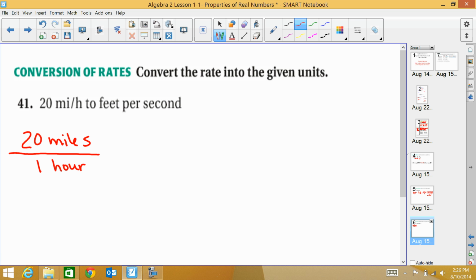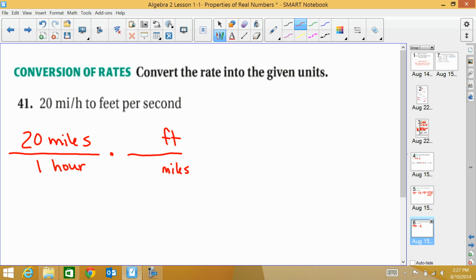Now you can convert to seconds first or you can convert to feet first. It doesn't matter because you'll end up with the same result. So I'm going to convert miles to feet first. So I need to set up my chart and decide where the miles would go. Now the miles have to go on the bottom because they need to cancel out. And so the feet would go on top.